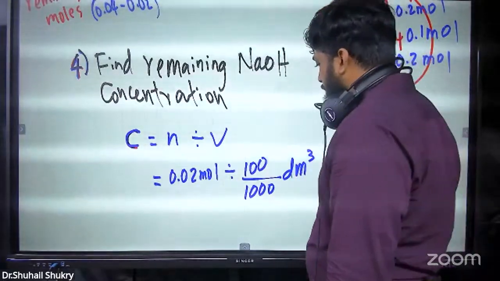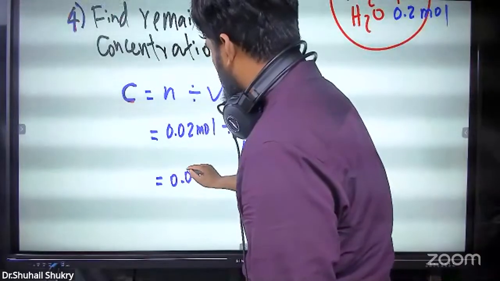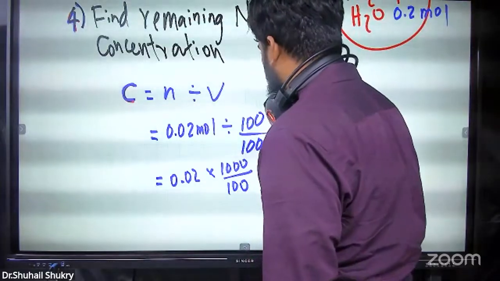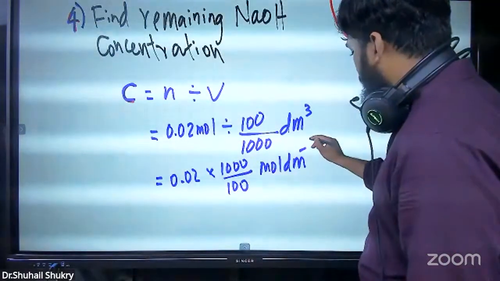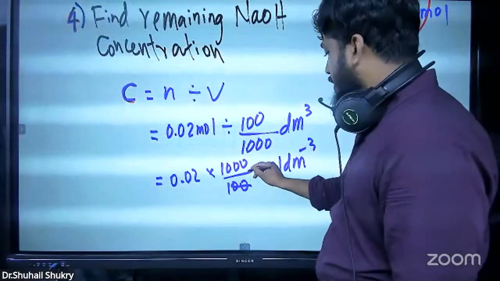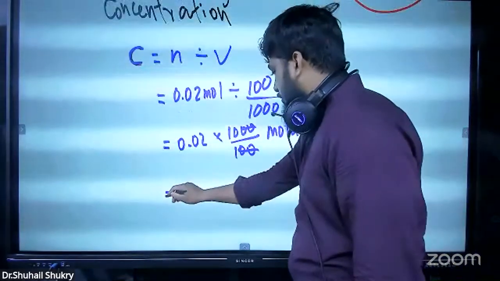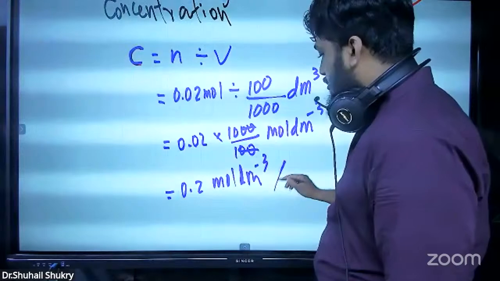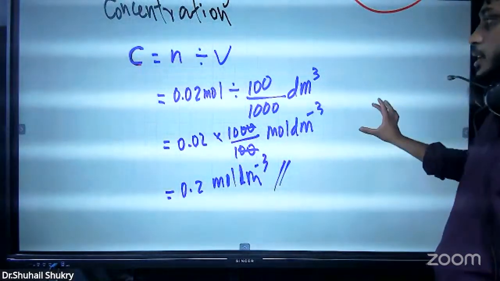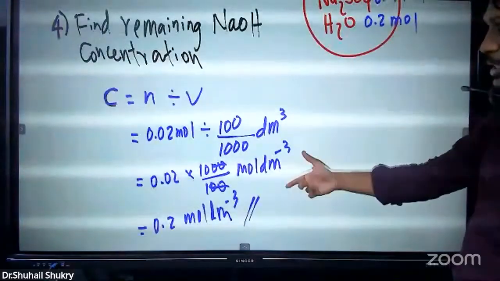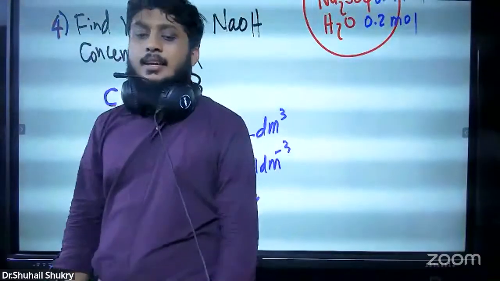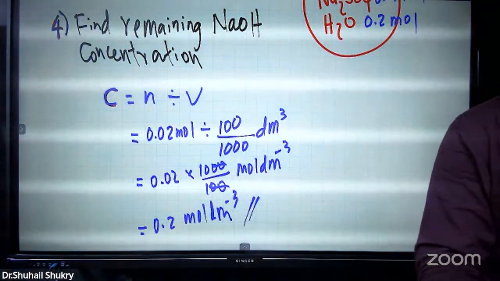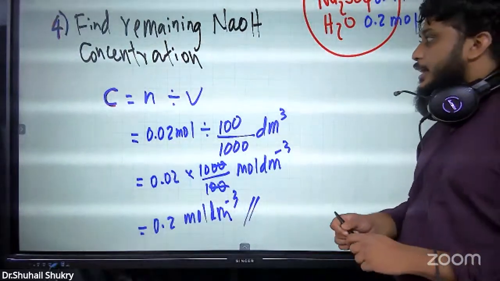Then what can I do? I can change this into a multiplication, 0.02 multiplied by 1000 divided by 100. This I can write in mol dm⁻³. Then if I simplify this, finally the remaining concentration of sodium hydroxide is 0.2 mol dm⁻³. Again, you should be able to do these things. If you can connect these things, you can easily do the calculation part. So this part is okay. Again, we developed a final thing like this.